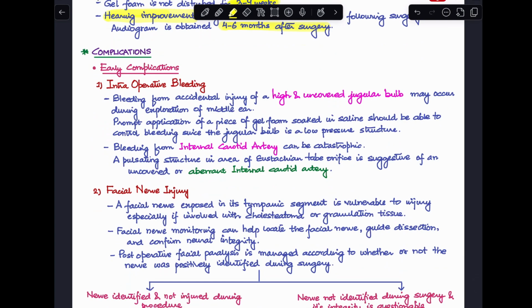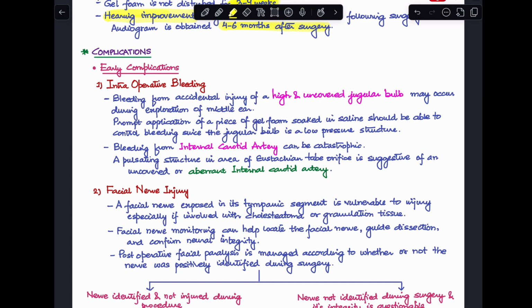Now, complications can be divided into two. There can be early complications or late complications. First, let's talk about the early complications. First, early complication that you see is an intraoperative bleed. Now, this bleeding is mostly iatrogenic, and this can happen.